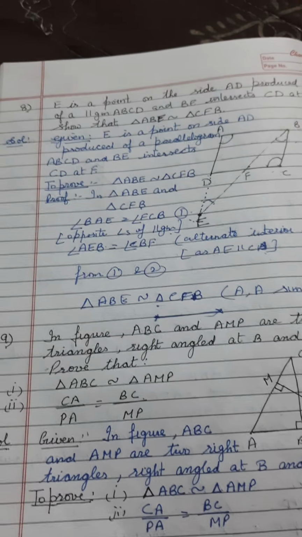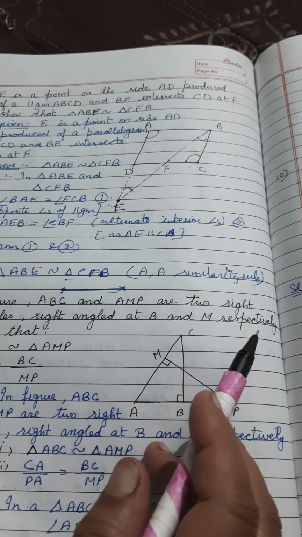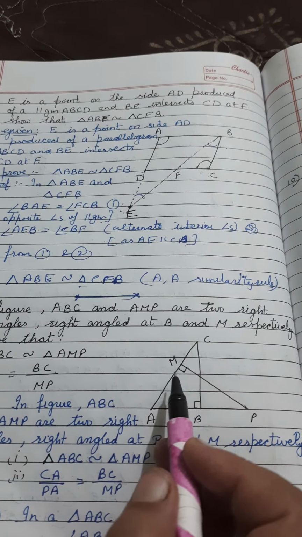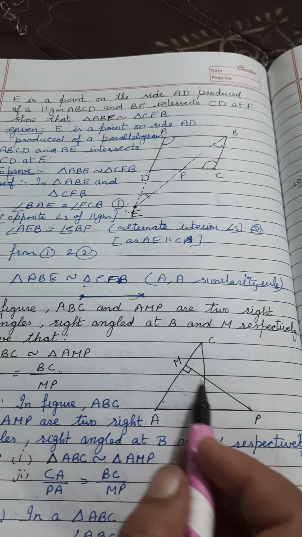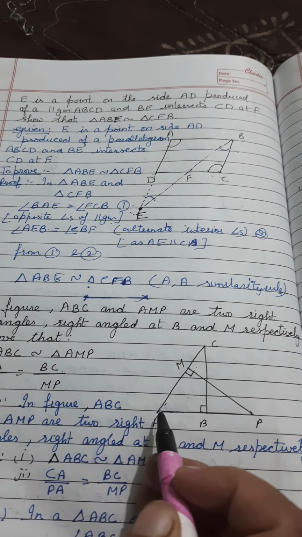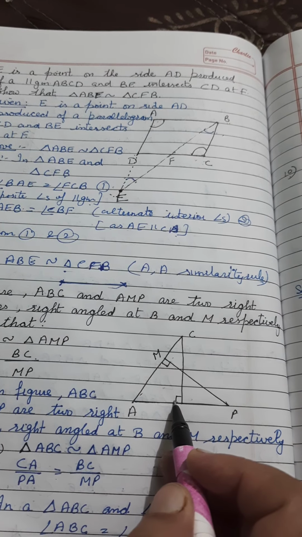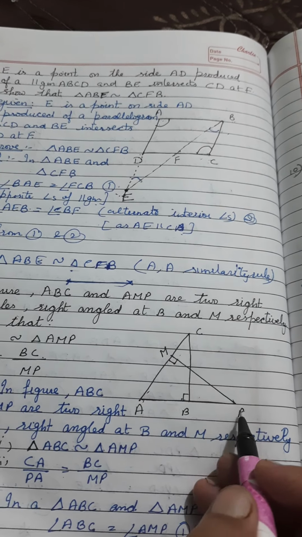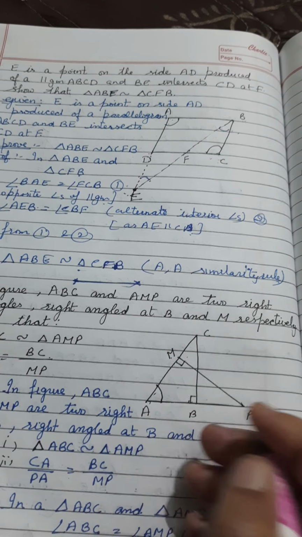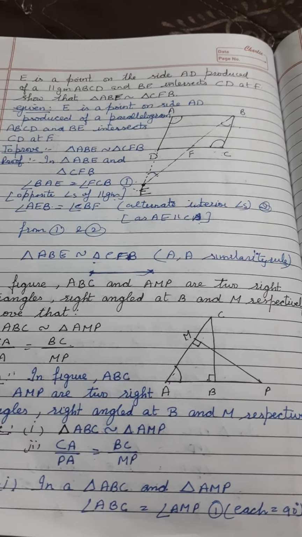Then we come to question number 9. In the figure, ABC and AMP are two right triangles. Here in ABC, angle B is 90 degrees, and in triangle AMP, angle M is 90 degrees. And see here, angle A is common in both of the triangles. Then these triangles are similar by the angle-angle similarity rule.